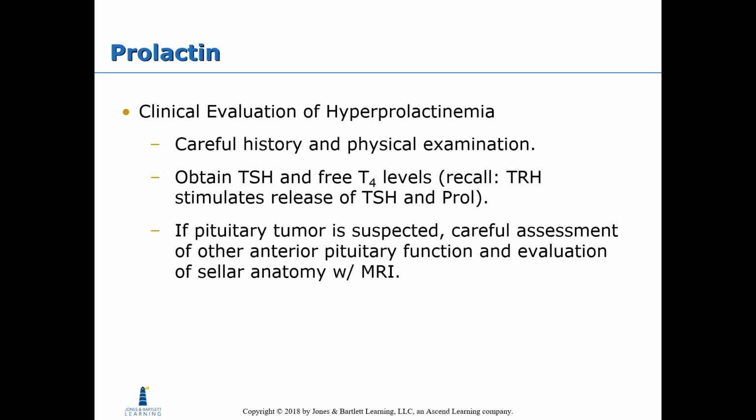Clinical evaluation of hyperprolactinemia includes a careful history and physical examination, and obtaining TSH and free T4 levels. If you remember, thyrotropin releasing hormone stimulates the release of thyroid hormone and prolactin, so you want to measure these levels. If a pituitary tumor is suspected, you carefully assess other anterior pituitary function and evaluate the sellar anatomy with MRI.